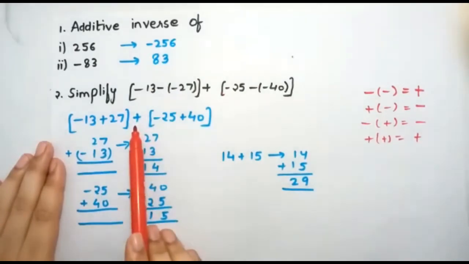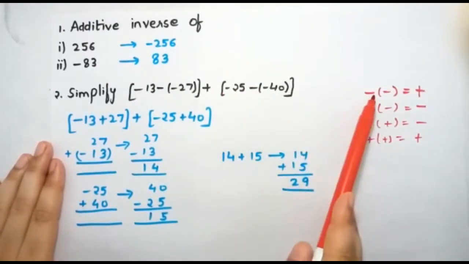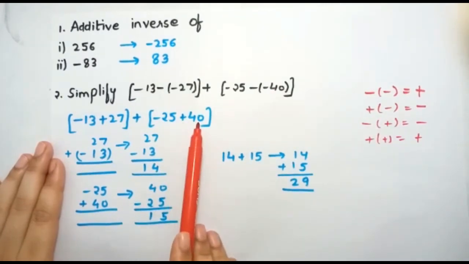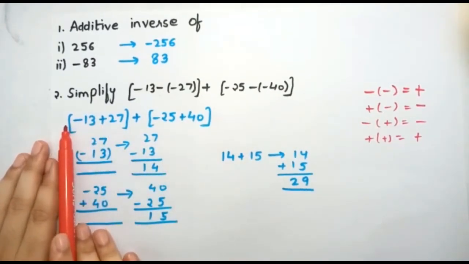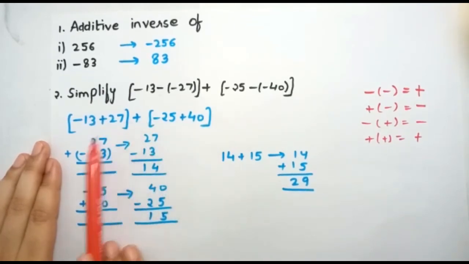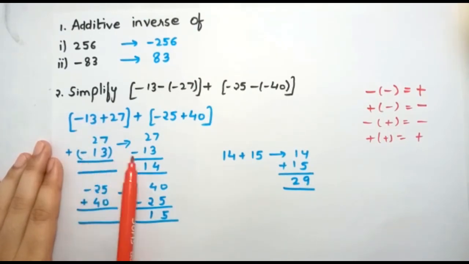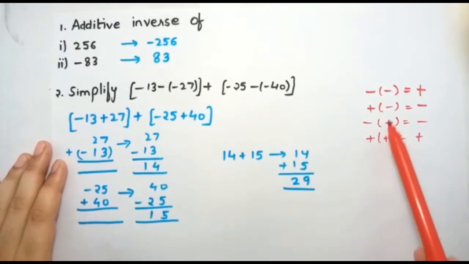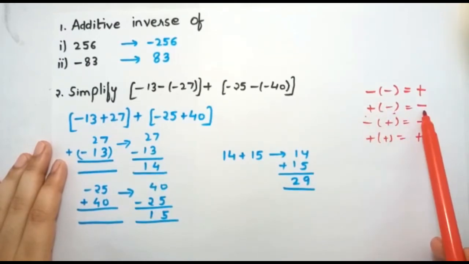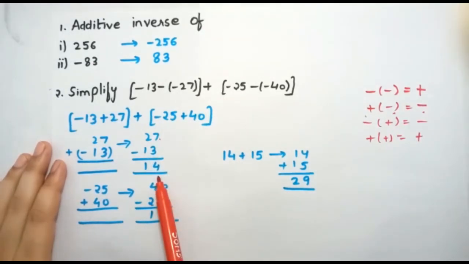Now next one, the plus sign would remain the same. Minus 25. Here also minus and minus would become plus 40. So first we have to solve this one, then we have to solve this one, and then we have to add these two. So 27 plus of minus 13. Now plus and minus would be minus. From the basic rules, plus and minus would be minus. See, now 27, we are subtracting 13 from 27. So the answer would be 14.